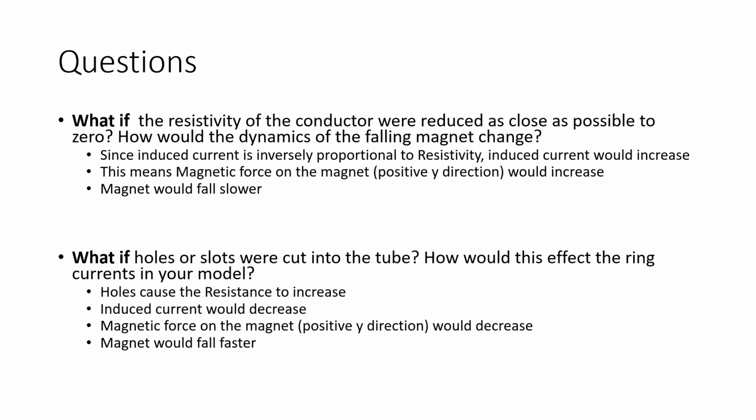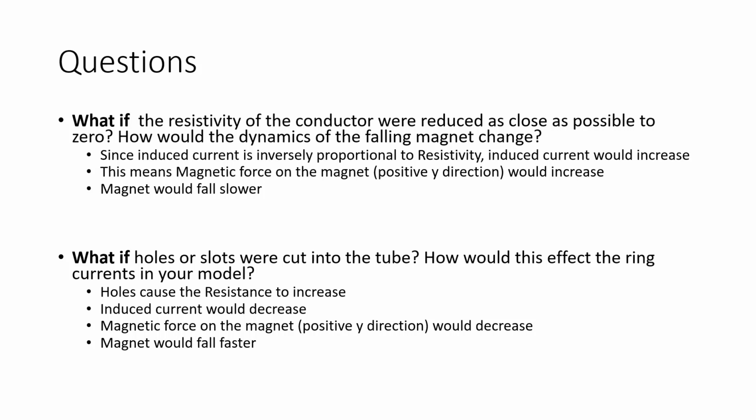And then we had some last questions. What if the resistivity of the conductor were reduced as close as possible to 0? Well, since induced current is inversely proportional to resistivity, induced current would increase, which means the magnetic force on the magnet would also increase in the positive y direction, which means the magnet would fall slower ultimately.